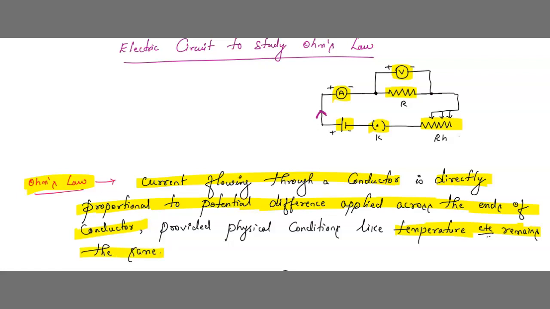Ohm's law is telling us that how much current is there, that much potential difference is also there, or how much potential difference is there, that much current is also produced. But this condition is very important: the physical conditions like temperature should remain constant, it should not vary. When the physical conditions are maintained constant, then current is directly proportional to potential difference, or potential difference is directly proportional to current. That is what Ohm's law is going to state here.